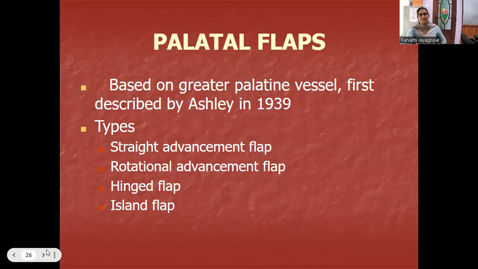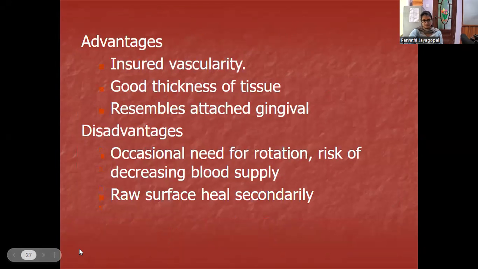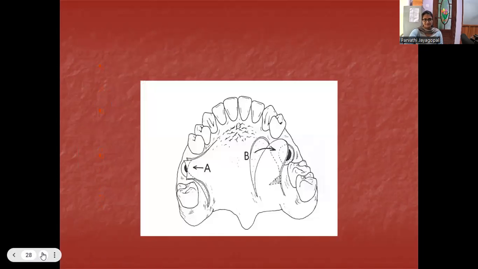Coming to palatal flaps. Palatal flaps are based on the greater palatal vessel, and it was first described by Ashley. There are different types of flaps. You have a straight advancement flap, the rotational advancement flap, the hinge flap, and the island flap. The advantages here is that it has ensured vascularity, good thickness of the tissue which resembles the attached gingiva. But the disadvantage here is the need for rotation, which can risk the blood supply to the area, and also you have a raw surface which is left for secondary healing.